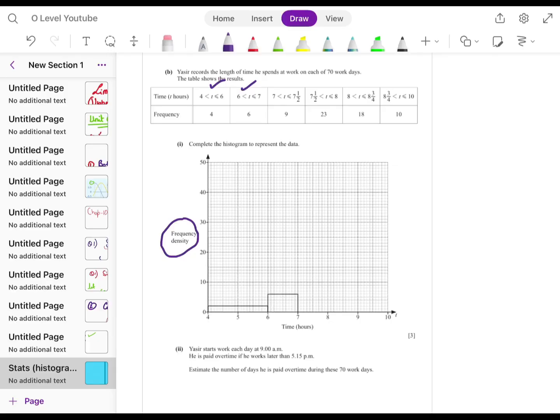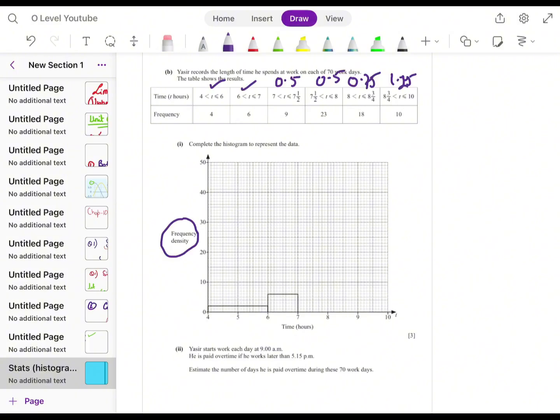So first I will write the class width. We know how to find the class width. So 7.5 minus 7 will be 0.5. 8 minus 7.5 will be again 0.5. Then 4 8s are 32, 35, so 35 divided by 4 will be 8.75. 8.75 minus 8 will be 0.75. And 10 minus 8.75 will be 1.25. So these are the class widths.